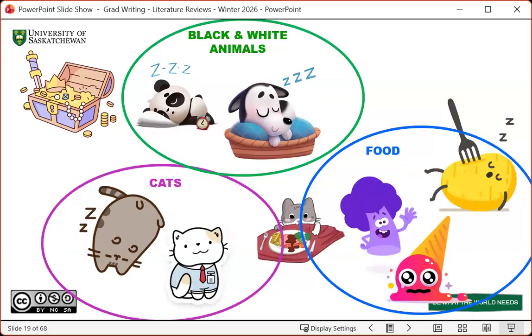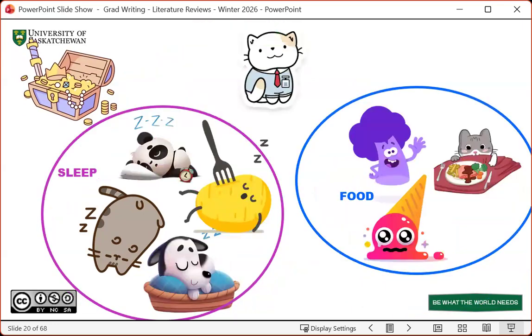Alternately, you might be a little bit more narrow. So you might have black and white animals versus cats versus food. Again, a little bit of overlap and also an outlier. Or you might have sleep, food, and then two outliers. Lots of different ways for thinking about how this information might relate.